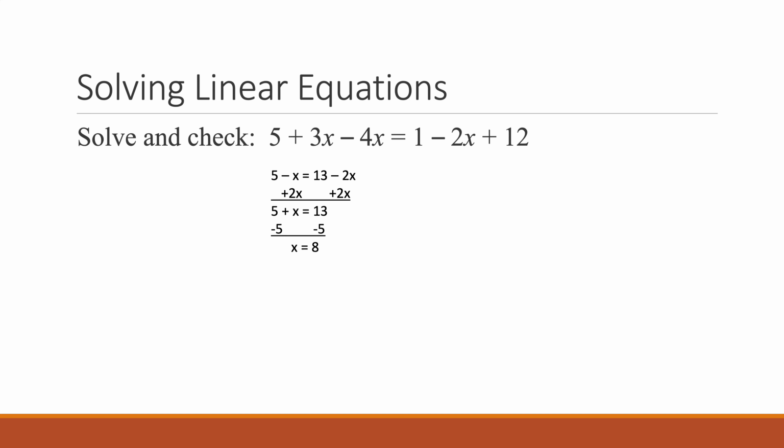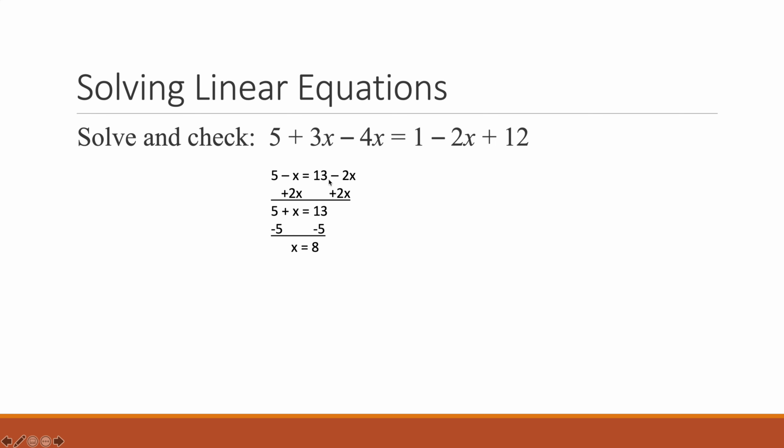Now, the first thing I notice when I'm looking at this is a same side situation. If you notice, we have the x's on the same side, and on the other side of the equal sign, we have numbers on the same side. Since the x's are on the same side, I do same side, same operation. I combine the like terms. 3x and negative 4x makes negative x. On the other side, 1 and 12 make 13.